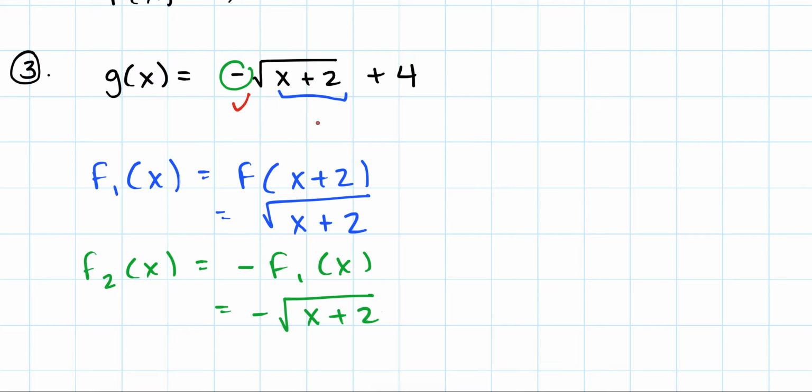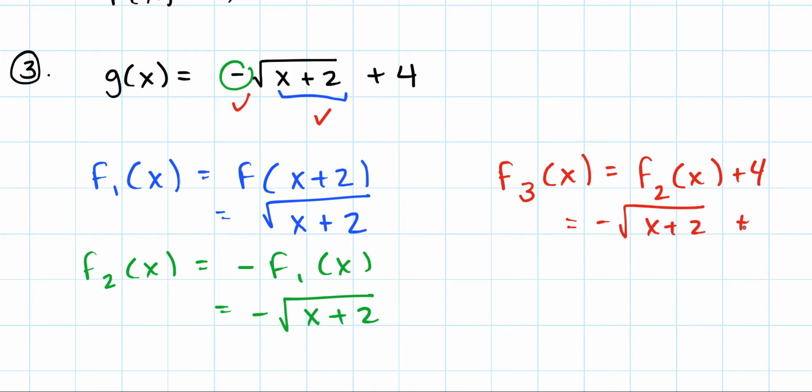Now I've taken care of this piece and I've taken care of this piece. Now I need to get this plus 4. So f3 of x is going to be f2 of x plus 4 on the outside, and I get what I want. So this is equal to g of x.